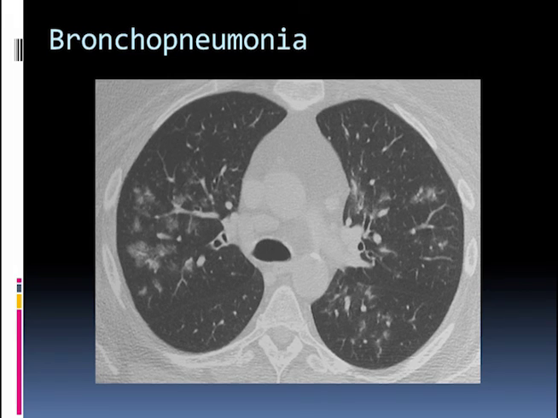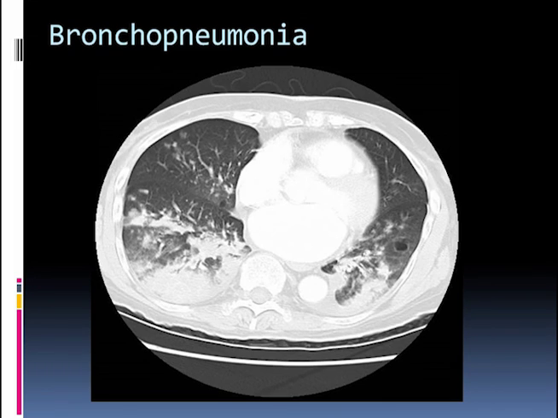And this is what it looks like on CT. You get bilateral areas that are sort of in the center of these little acini, and they're around bronchi. And this is what it looks like when it becomes more severe and more confluent. But again, it's bilateral, asymmetrical.